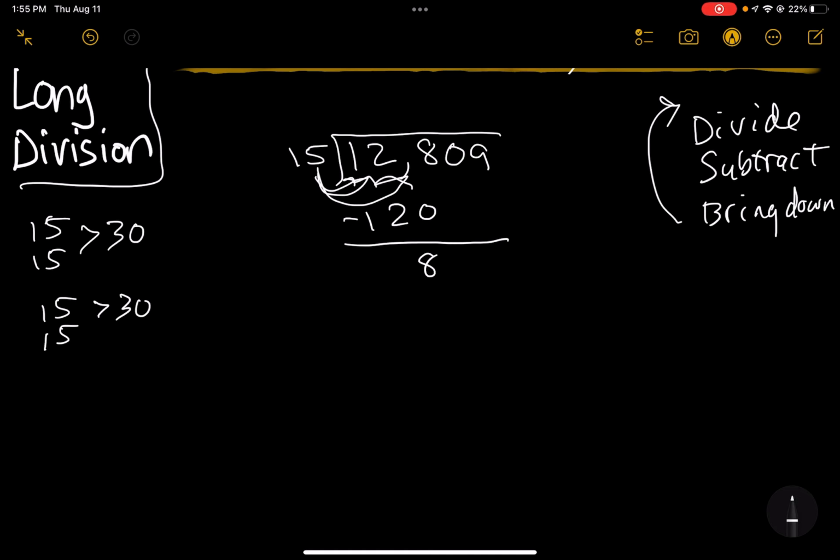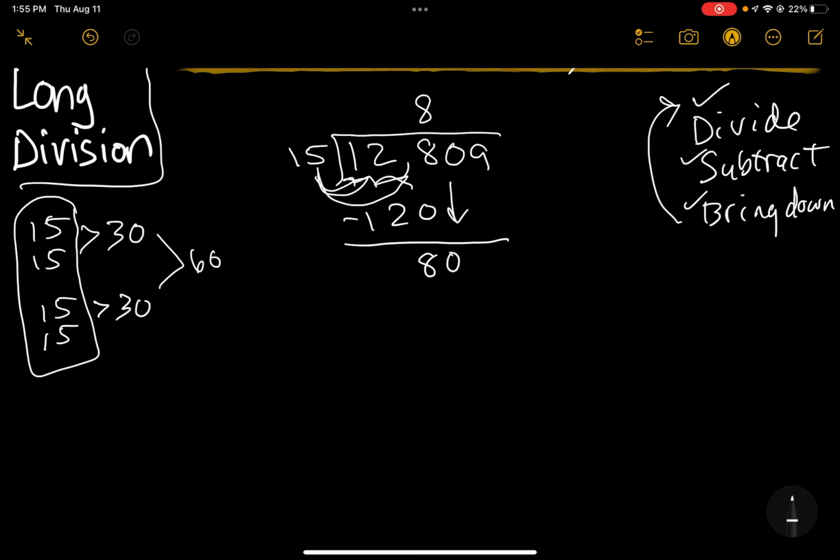If I take the 60 and I double it, that means I have to double what I have right here. I have 1, 2, 3, 4 15s. Double that to make 8. So 8 15s will be 120. Let's see. Where are we at? We're at the part where we bring down now, because we were able to divide, subtract. Now we brought down. Let's start the cycle over again.